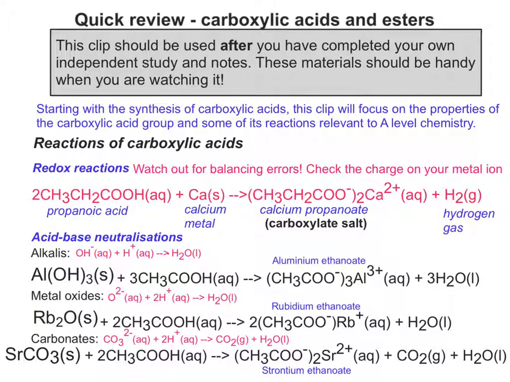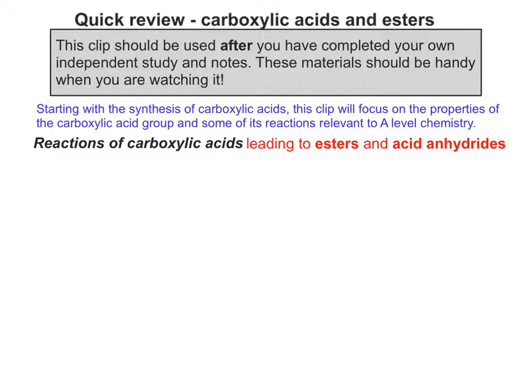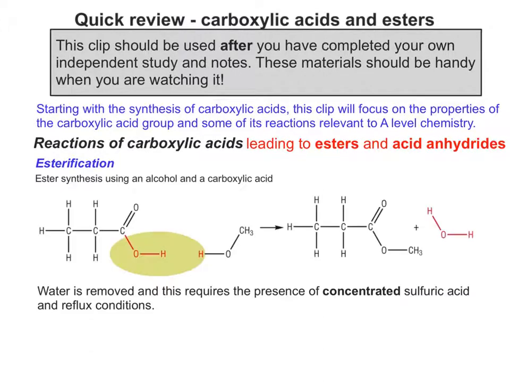So now let's turn our attention to some other reactions of carboxylic acids. And what these reactions will focus on is carboxylic acid derivatives. So we'll start off by looking at esters because they're quite an important part of the A-level syllabus. So first of all, esterification is the synthesis of an ester using an alcohol and a carboxylic acid. So as you can see from the diagram, water is removed, and because this is quite a difficult process, involves breaking quite a lot of bonds, the presence of concentrated sulfuric acid under reflux conditions is needed for this to actually work.